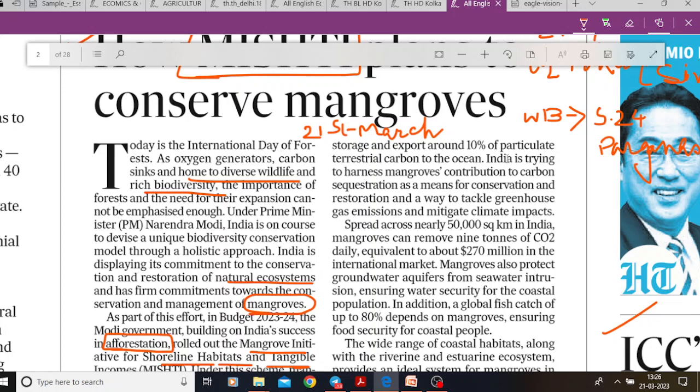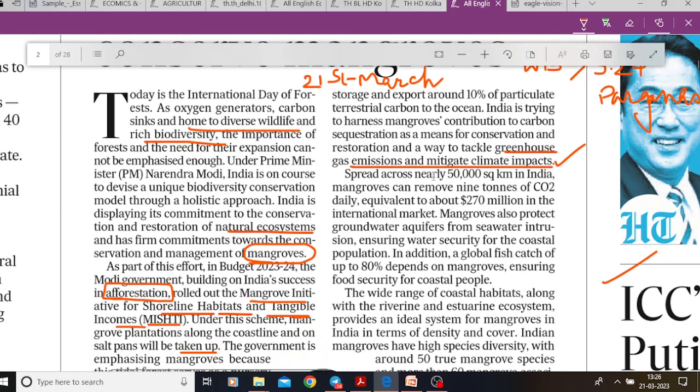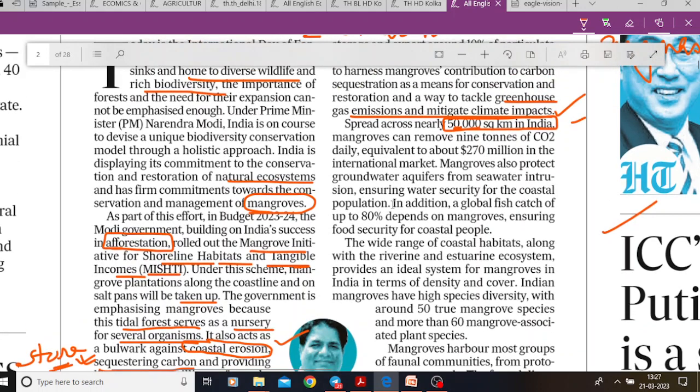India is trying to harness mangrove contribution to carbon sequestration, by means of conservation and restoration, as a way to tackle, as I mentioned, greenhouse gas emission and mitigate climate impacts. Spread across nearly 50,000 square kilometers in India, mangroves can remove 9 tons of carbon dioxide daily, equivalent to 270 million in the international market.